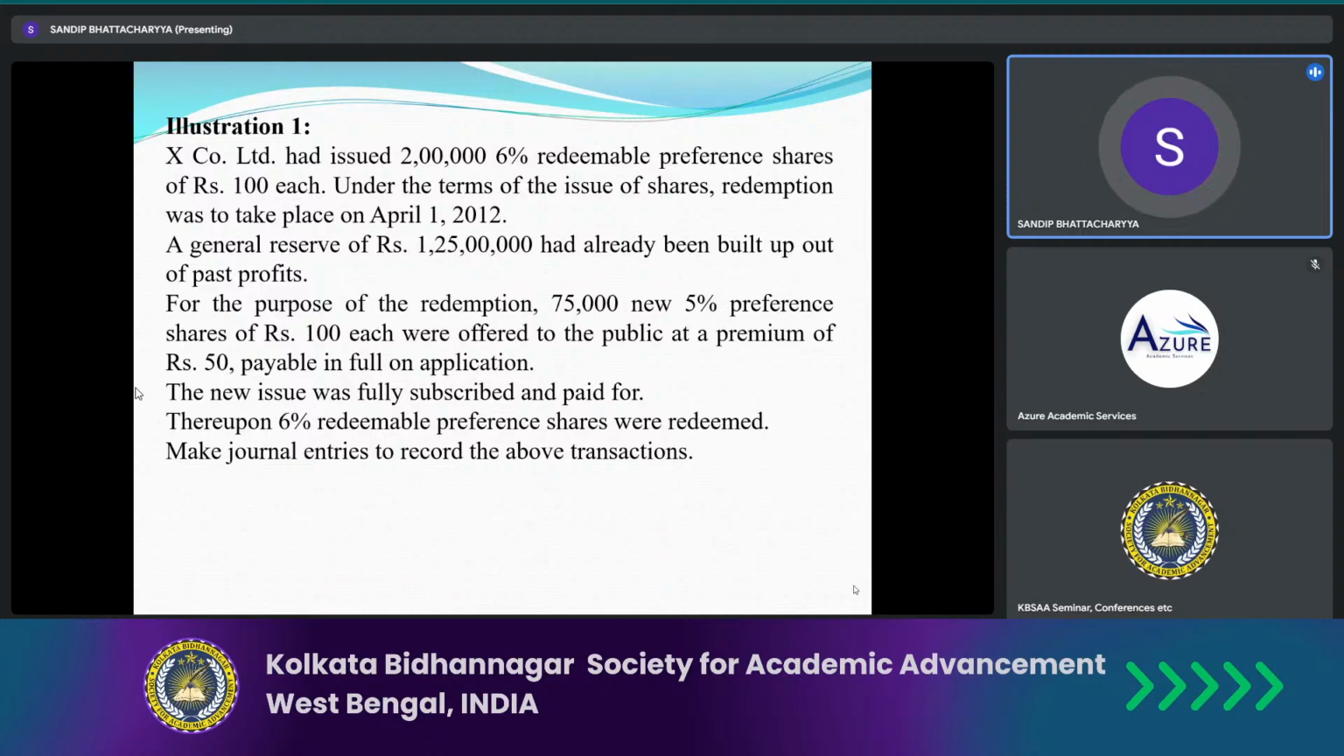Now, in this case, the company issued below 6% coupon rate, that is the 5% preference shares of rupees 100 each offered to the public at a premium of rupees 50. That means the face value is 100 and the premium is rupees 50, that is 50% premium, making rupees 150. And the new shares are fully subscribed. So now we have the journal entries. I think the sum is clear, right?